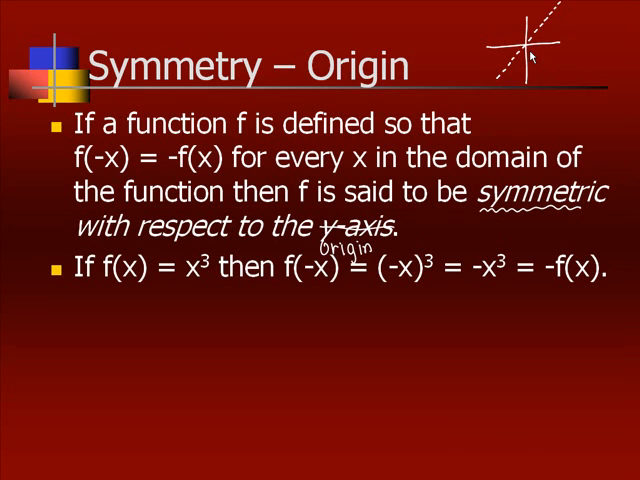So if we had f of x is equal to x to the third, and then we did f of negative x, well, f of negative x means (-x) to the third, which is negative x to the third. And then if we also looked at negative f of x, which means we just stick a negative sign in front of that original problem, so we get negative x to the third here, negative x to the third here, which means this graph is symmetric with respect to the origin.